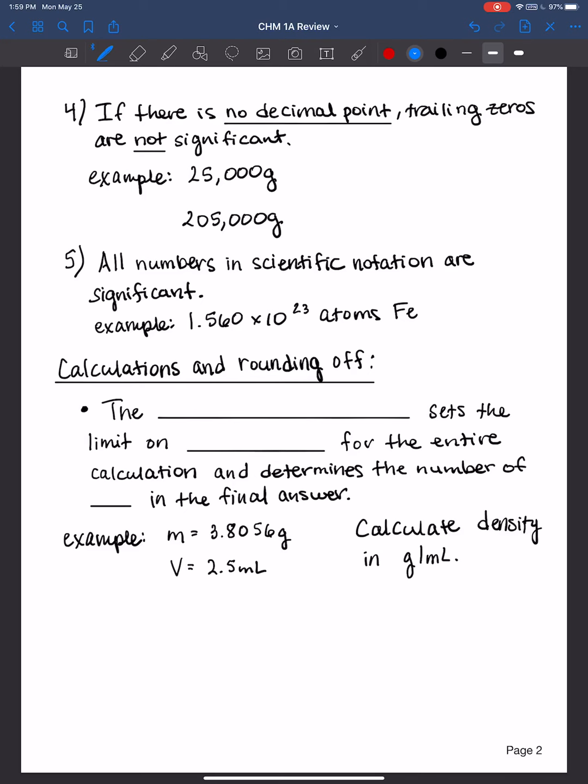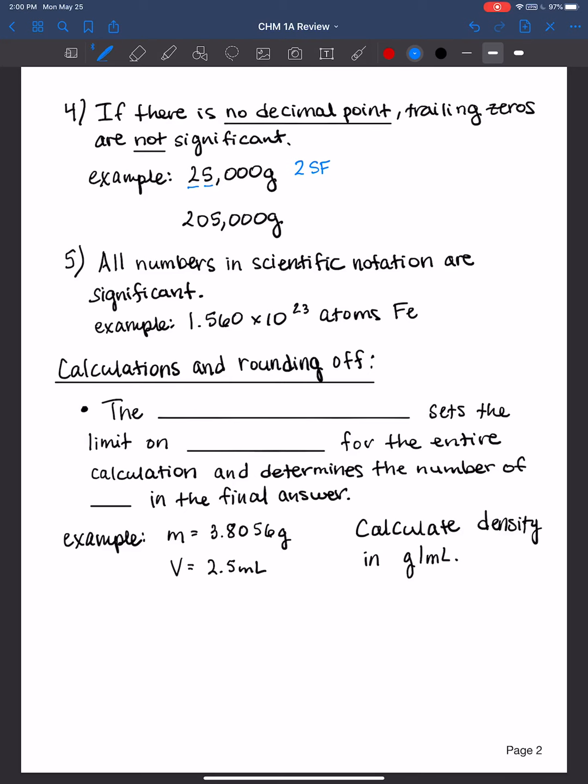If there is no decimal point, trailing zeros are not significant. Remember, they're only used to position the order of magnitude. So if we look at this one here, we start counting at 2 and then 5. But because there's no decimal place, we're not going to count these 3 zeros here. So this particular measurement is only 2 significant figures. These zeros help us to determine that this particular measurement is 25,000 grams rather than 25 grams.